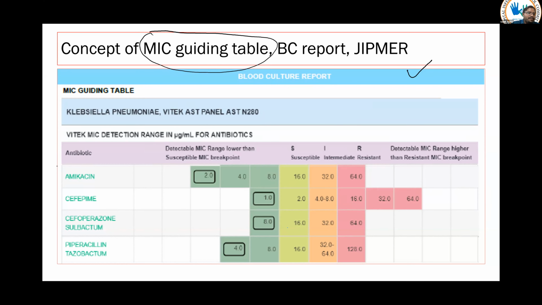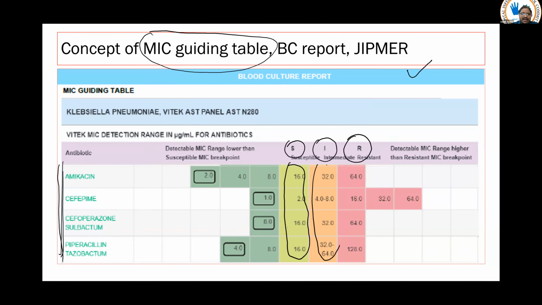You have to enlist all the antibiotics you are testing for. You have to mark the susceptible, intermediate, and resistant breakpoints. Mention all the susceptible breakpoints given in CLSI, EUCAST, FDA, whatever you are using. Then you plot the dilutions you are using. If you're doing a manual method, mention all the dilutions. If you're using Vitek or any other automated system, then whatever dilutions are provided by that system, you should plot them in either direction. And then the actual MIC should also be given in the report.